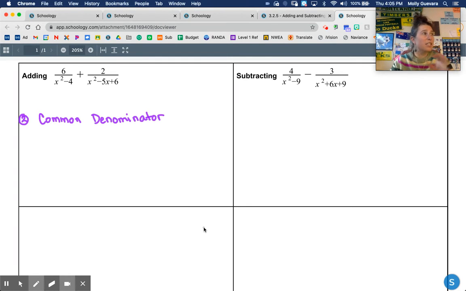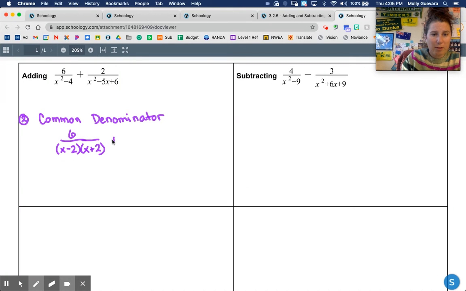Okay, so this is the difference between adding, subtracting, and multiplying, dividing. Multiplying and dividing, I didn't need a common denominator. Adding, subtracting, I do. So here, the factored form I had here was 6. Then I had x minus 2, x plus 2, and then plus 2. And then on the bottom here, I had x minus 3, x minus 2.